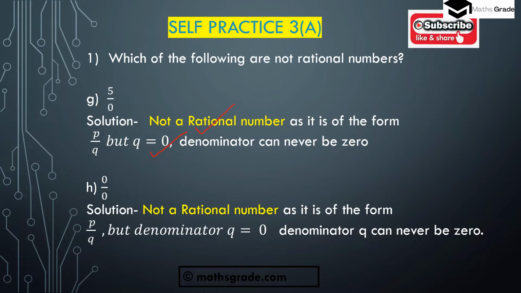H, 0 divided by 0. This is also not a rational number as it is of the form P divided by Q, but denominator here Q is equal to 0. Denominator Q can never be 0. It is non-zero, so 0 divided by 0 is not a rational number.